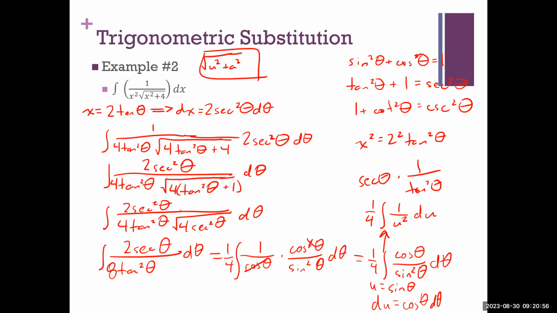Okay, question 2. Can we finish this integral based on where we are right now? Do we know what the integral of 1 over u squared is with respect to u? Yes. There's probably a way I could rewrite this to make it jump at you a little more, but it is 1/4 times the integral of u to the -2 du.